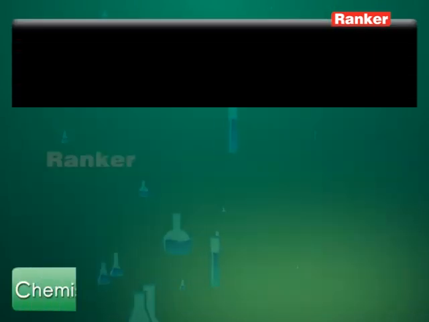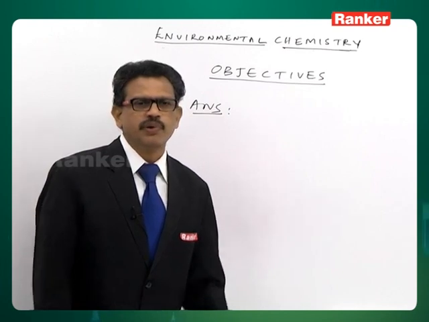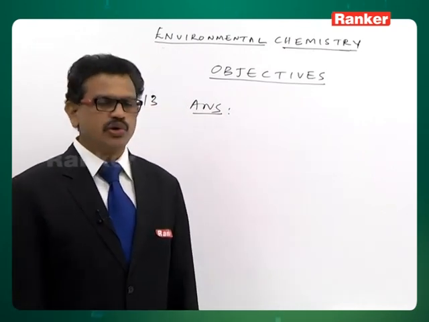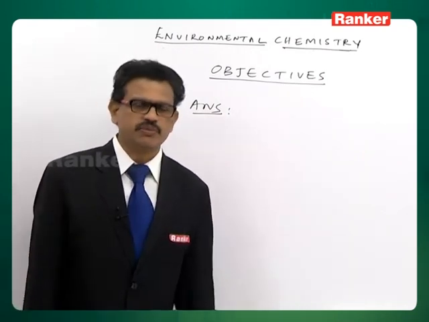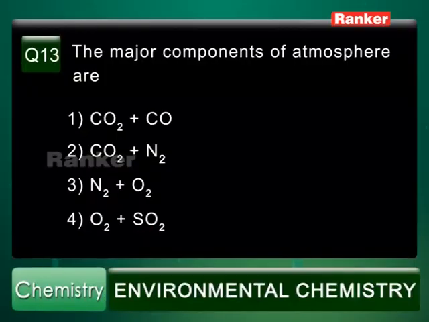Question number 13. The major components of atmosphere are option 1, carbon dioxide and carbon monoxide. Number 2, carbon dioxide and nitrogen. Option 3, nitrogen and oxygen. Option 4, oxygen and sulfur dioxide. So the major components in the atmospheric air are nitrogen, that is 78% by volume, and oxygen, that is 21% by volume. So we can go for answer 3 for this question.